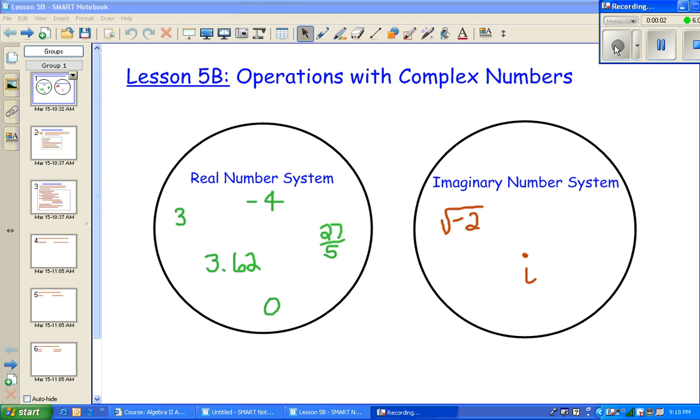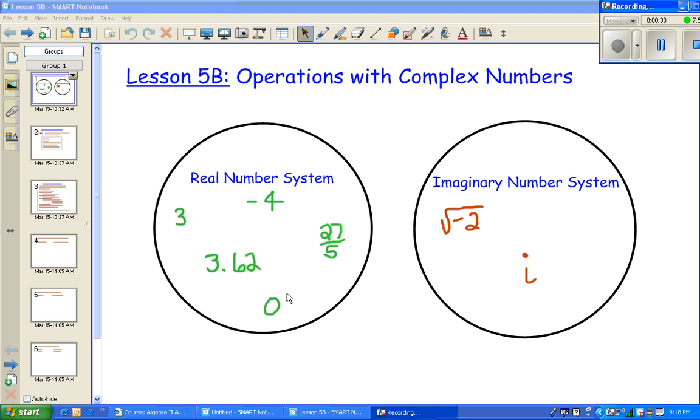Lesson 5B deals with operations with complex numbers. Up to this point, we've only been working in the real number system, where you talked about whole numbers, integers, rational numbers, counting numbers, and things like that. But there's actually another system called the imaginary number system, and that deals with the square roots of negative numbers. They don't exist on an actual plane, but you can still solve quadratic equations using the imaginary number system.